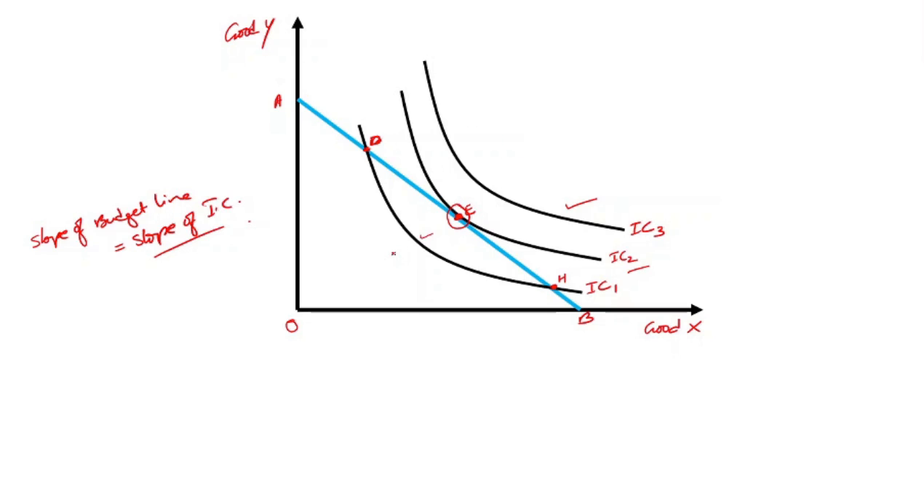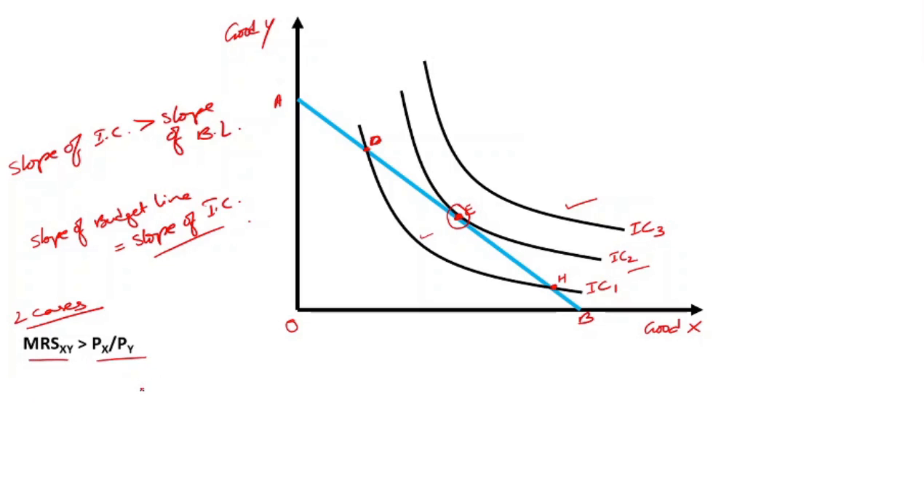But what will happen if there is disequilibrium, and how will the consumer reach the equilibrium level? Let us see that. There may be two cases where the consumer will not be in equilibrium. First is when the slope of the indifference curve is greater than the slope of the budget line, that is, where MRS is greater than PX divided by PY. So what will happen in this case?